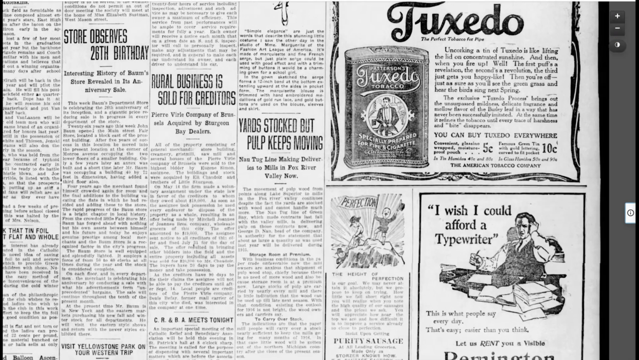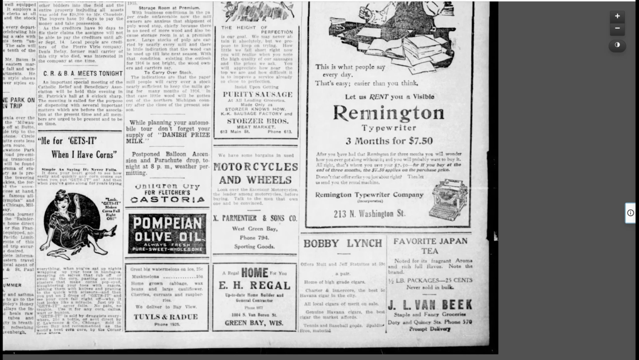His grandfather was J. L. Van Beek, who was a well-known grocer in the Green Bay area. Cliff went into the family business and was a grocer, but Cliff's heart was in sports.